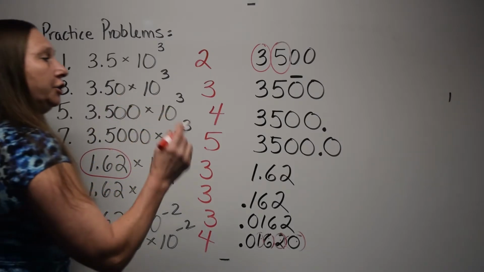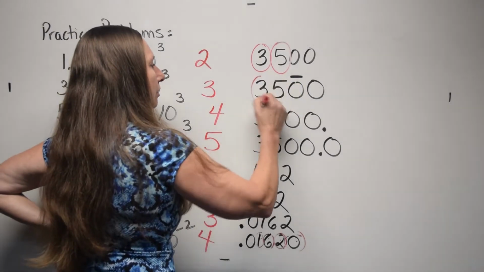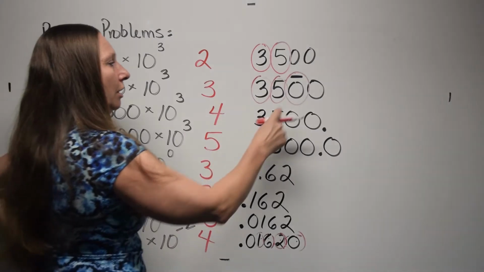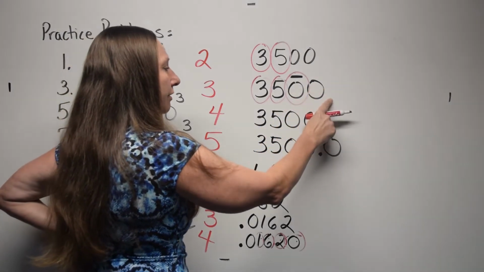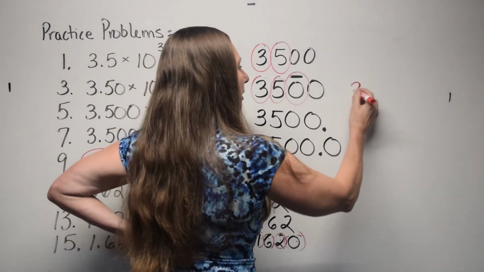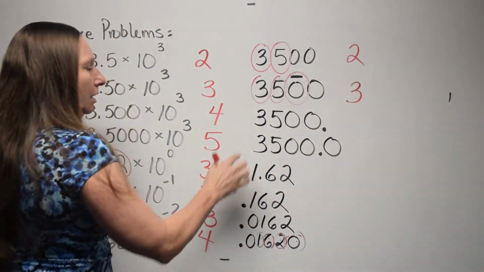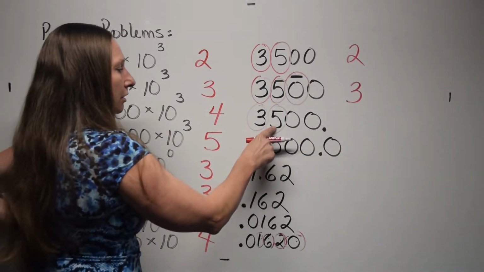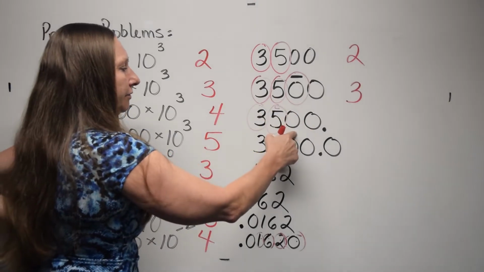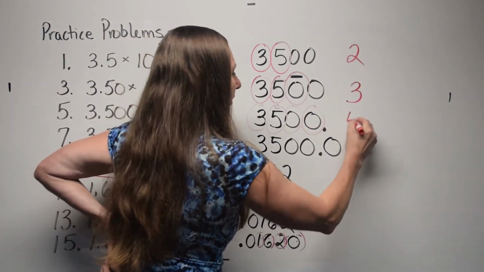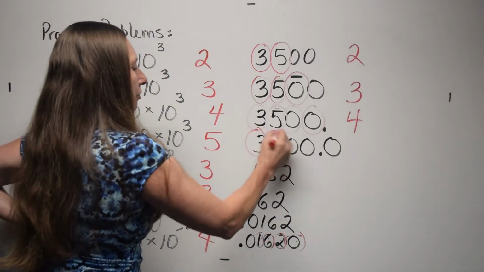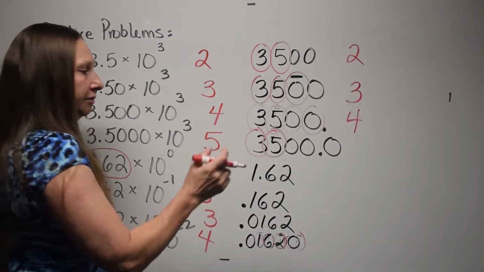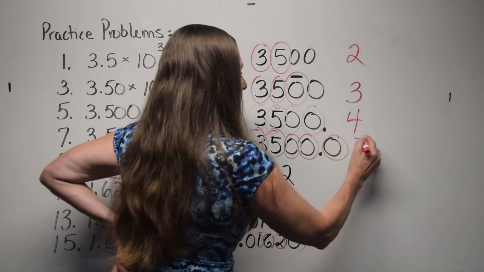All right, now again, just double checking. Non-zeros are significant. Zeros between, there are none. Zeros before, there are none. Zeros after the last non-zero are significant if there's a decimal. There's no decimal, so here we have 3 significant figures. Here we have 2. Here, there's a decimal, so these 2 zeros are significant. There's a decimal, they are significant. You've got 5 significant figures.